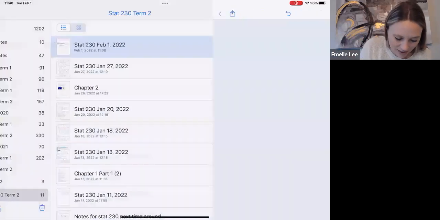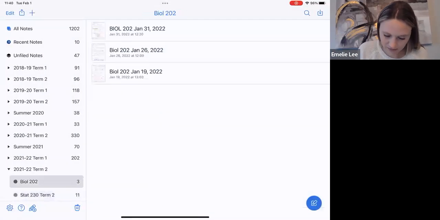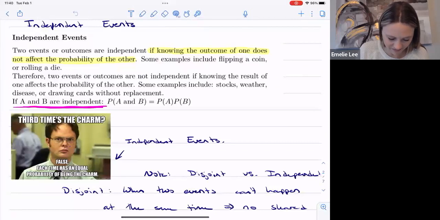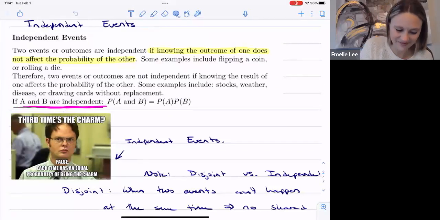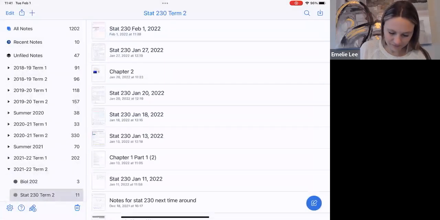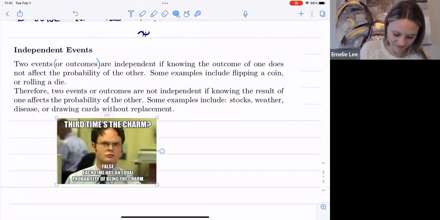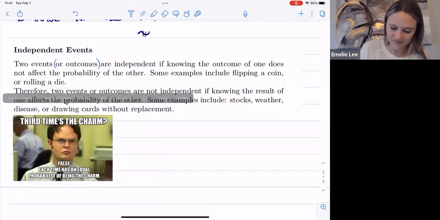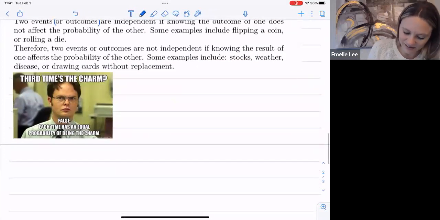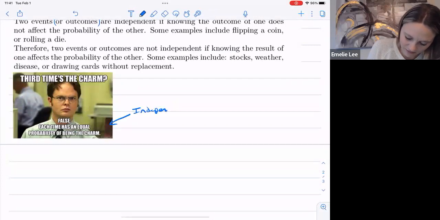And I've got a little funny here. Where is it? So here, this is referring to independent events.